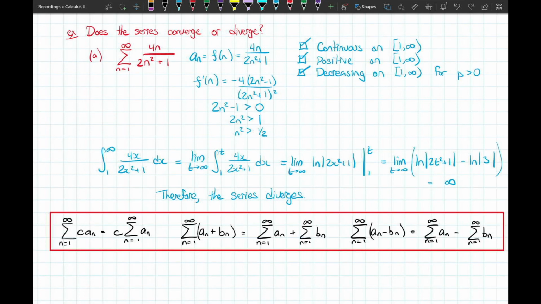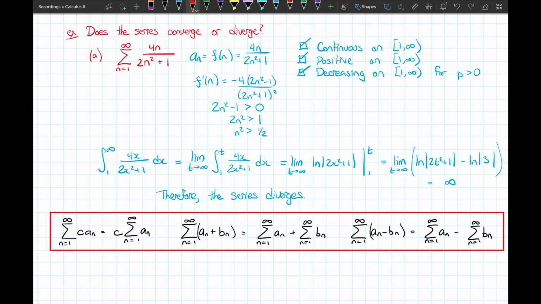Remember a few properties of sigma notation here: constant multiples, sums, and differences. The series of c times a_n can be written as c times the series of a_n. And again, if we have a series of two things added together, a_n plus b_n, we can split that up into two separate series. And again, with differences.